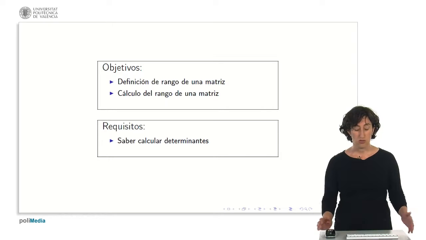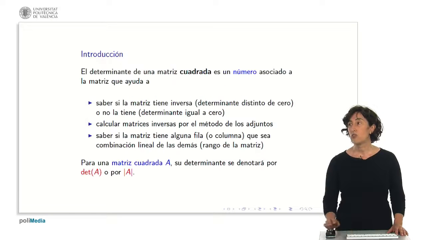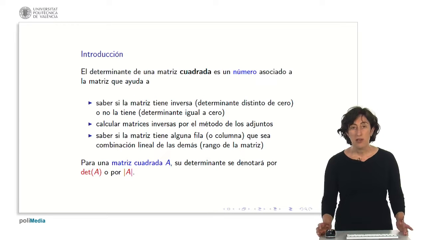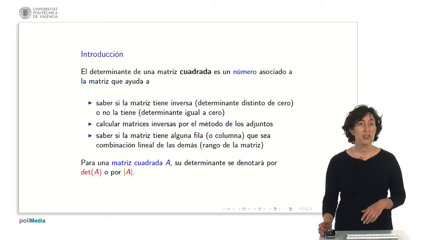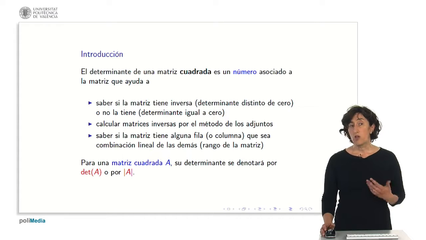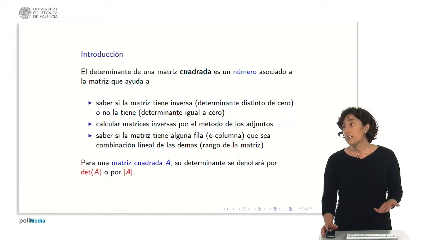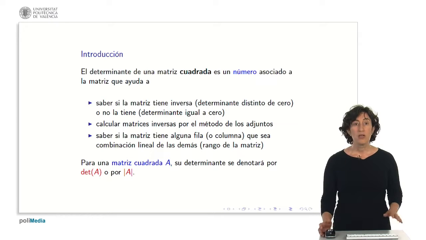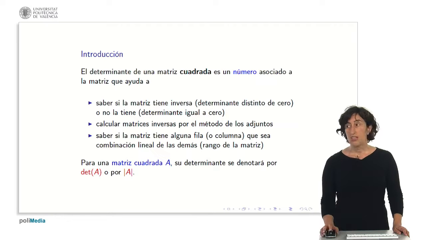4, etc. are calculated. So we will start by saying that the determinant of a square matrix is a number associated with the matrix that will help you to know if the matrix is invertible or not, depending on whether the determinant is zero or not. It will also help us to calculate inverse matrices by the method of the adjoints, and it will also help us to know if the matrix has a row or column that is a linear combination of the others.